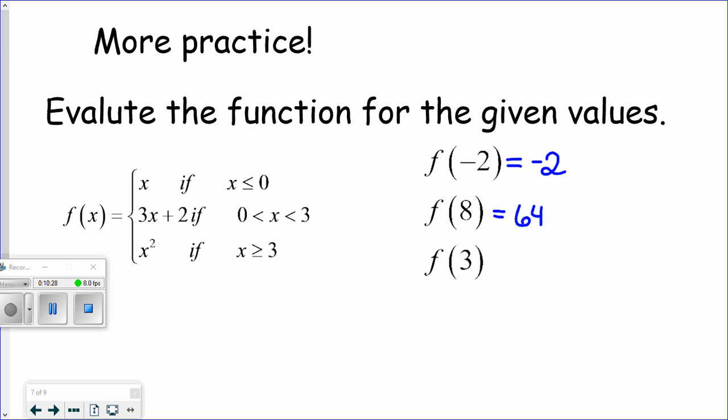Okay, and our last one, let's go with Sailor, first, second, or third equation? Second equation? Changing your mind? Which one would you like to change it to? 3. Is 3 less than 0, between 0 and 3, or greater than or equal to 3? Greater than or equal to. So we should go with our third equation, which then, Seth, makes our answer 9.